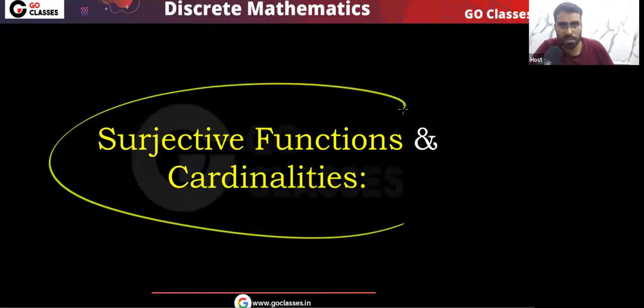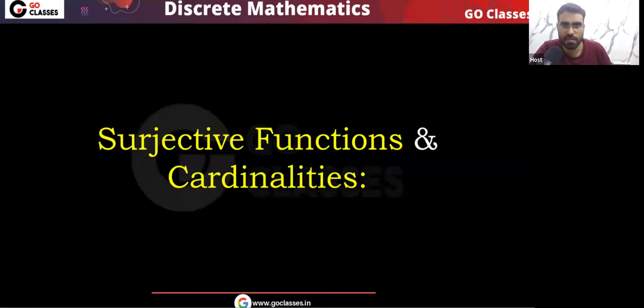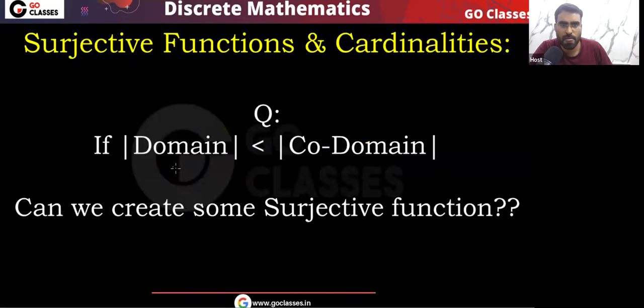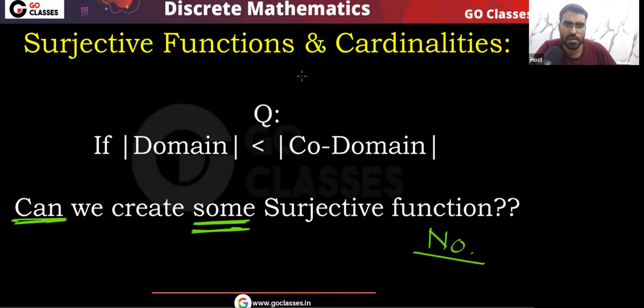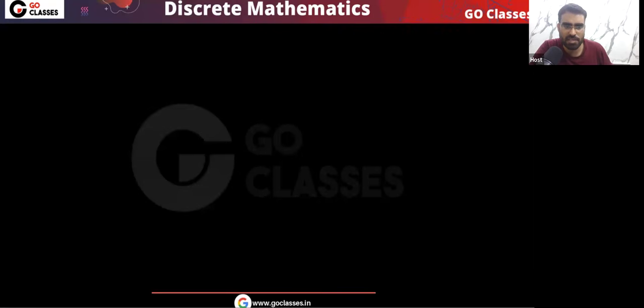Now let's see surjective functions and cardinalities. Okay, so tell me the answer for this question. If domain cardinality is less than codomain cardinality, can we create some surjective function? And here the answer is no. You can try. See, will you memorize these things? All these things that I'm asking you, will you memorize them or can you do it immediately?